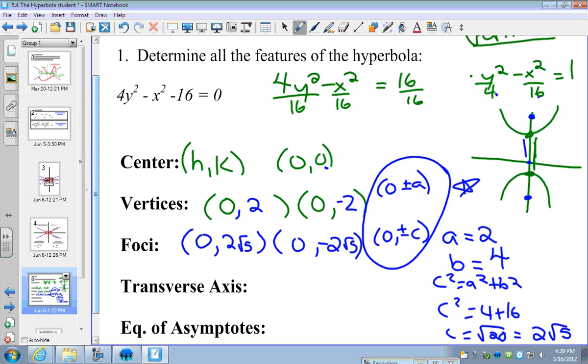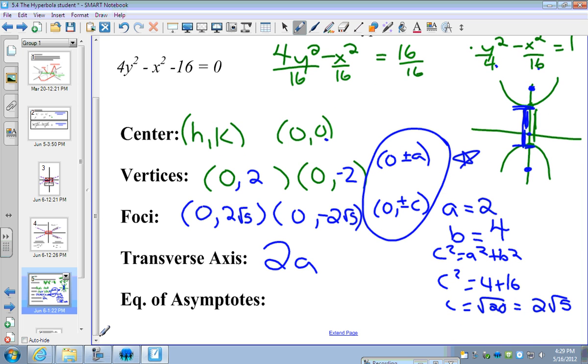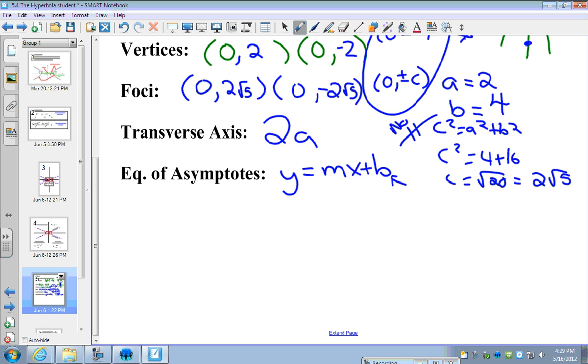My transverse axis, so this length is going to be a plus another a. That total length is going to be 2a. The equation of my asymptotes, okay? So what I need is, remember it was y equals mx plus b. B in this case is not this b. No, it means y-intercept, okay?